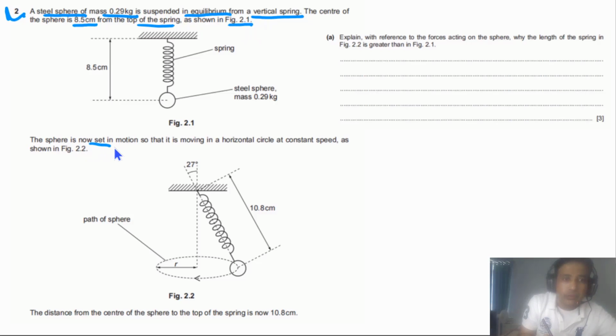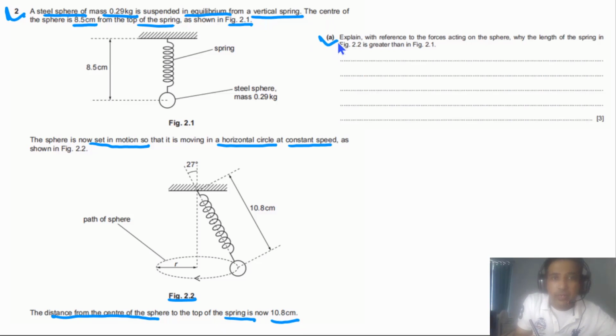The sphere is now set in motion so that it is moving in a horizontal circle at constant speed as shown in figure 2.2. The distance from the center of the sphere to the top of the spring is now 10.8 centimeters. For part A, we need to explain, with reference to the forces acting on the sphere, why the length of the spring in figure 2.2 is greater than in figure 2.1.